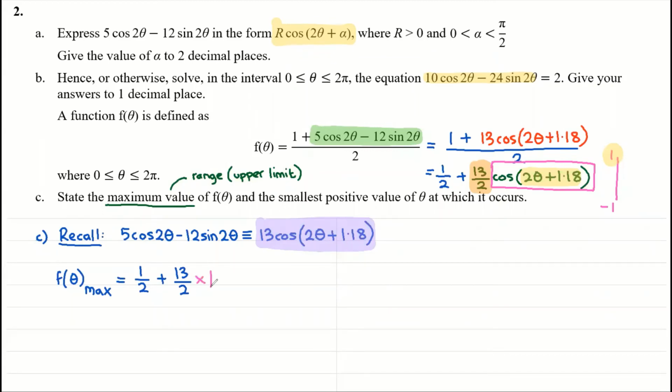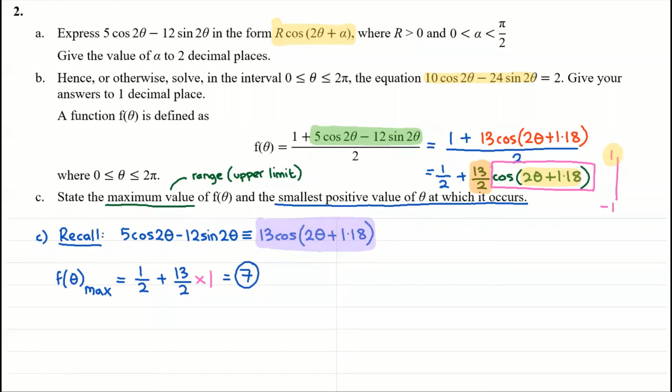So this is going to be 13 over 2 multiplied by 1, the biggest value cosine can take. But you knew that already, because if you consider the 13 over 2, that's the scale factor multiple. So the 13 over 2 cosine function is going to oscillate between -13 over 2 and +13 over 2. So we just have to add these together now. So this is going to give us a half plus 13 halves. So it's just going to be 7. And that's the maximum value it can take. Now, this is where it gets interesting. So now we have to find the smallest positive value of theta at which this occurs.